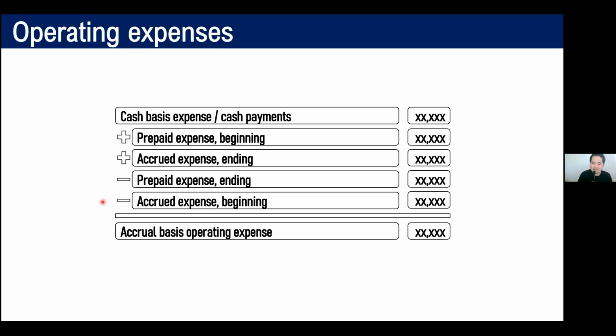So pag naintindihan nyo na yon, pwede nyo nang gawin yung kabisote style na plus prepaid beginning plus accrual ending minus prepaid ending minus accrual beginning. Okay? Because you already understand why it works or how it works. Okay? So yun po yun. So you start with that and then you end up with your accrual basis operating expense.